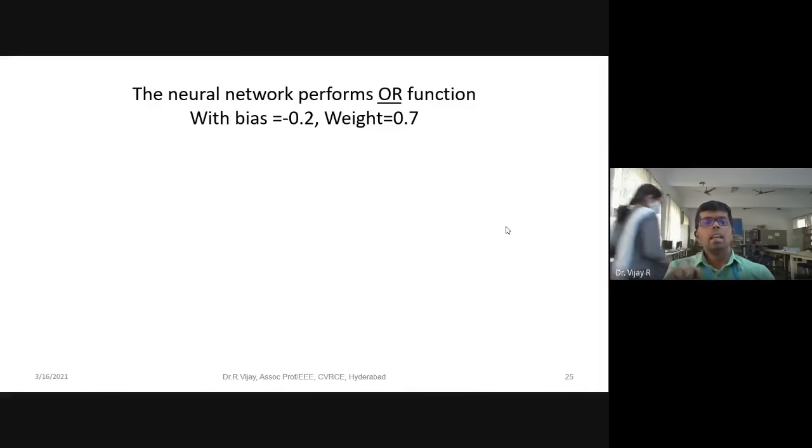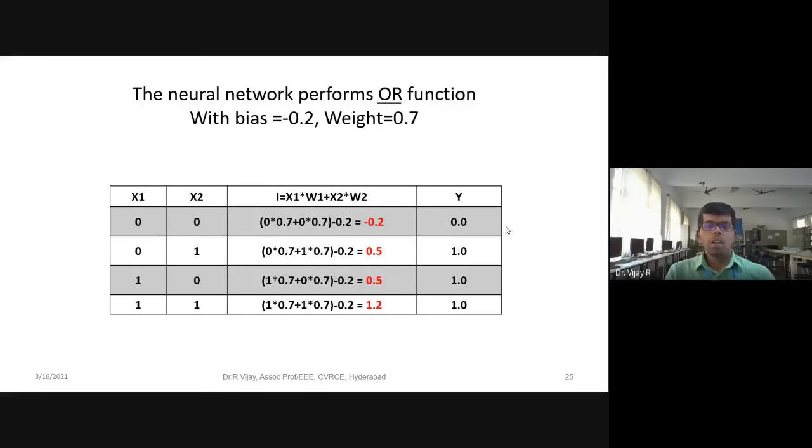Okay, so imagine the second neuron. This is some example. It's the same OR function with bias. Bias I am taking here as minus 0.2. So whatever the value, say for example 0 into 0.7 plus 0 into 0.7, then minus 0.2. So I am taking the bias also here, and I am going for the output.